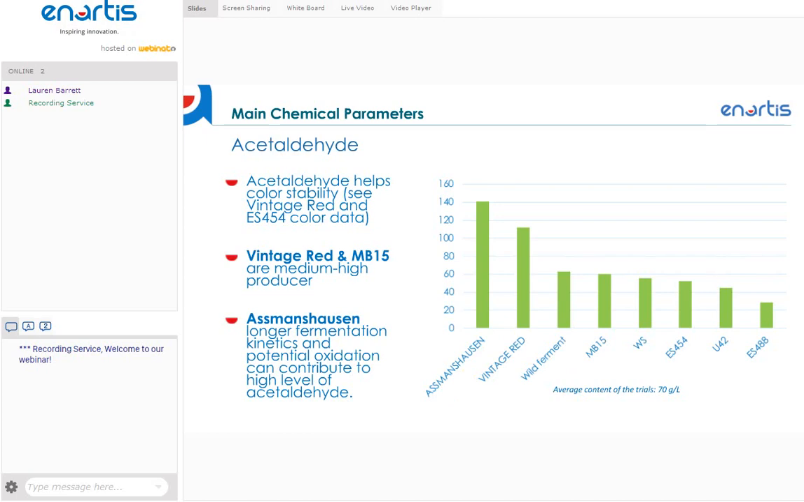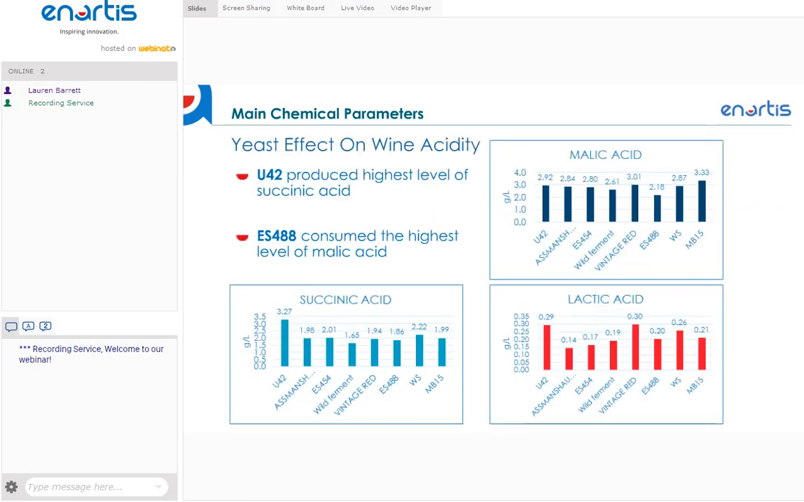Now we wanted to look at yeast effects on wine acidity, and what we found was that U42 produced the highest levels of succinic acid, and succinic acid can contribute to the total acidity of wine and is also connected with minerality in wine. And then the ES488 consumed the highest level of malic acid, which is presented here. And for those people who are trying to reduce acidity in cooler regions, this would be a strain which would help reduce some of that malic acid and reduce acidity.